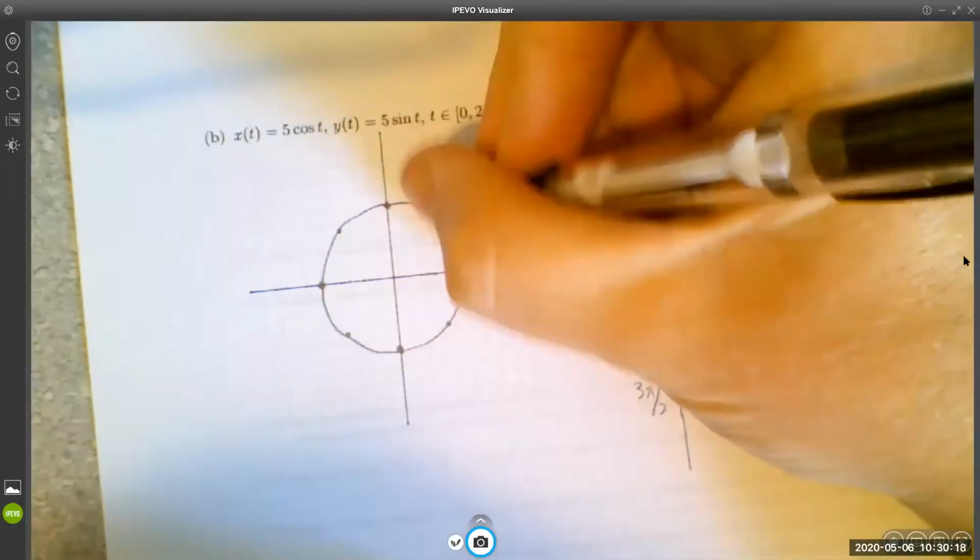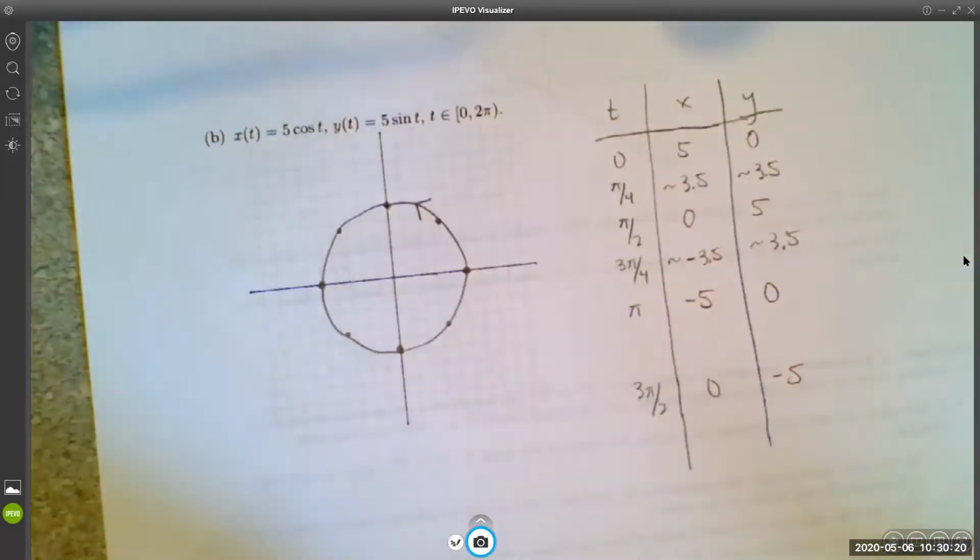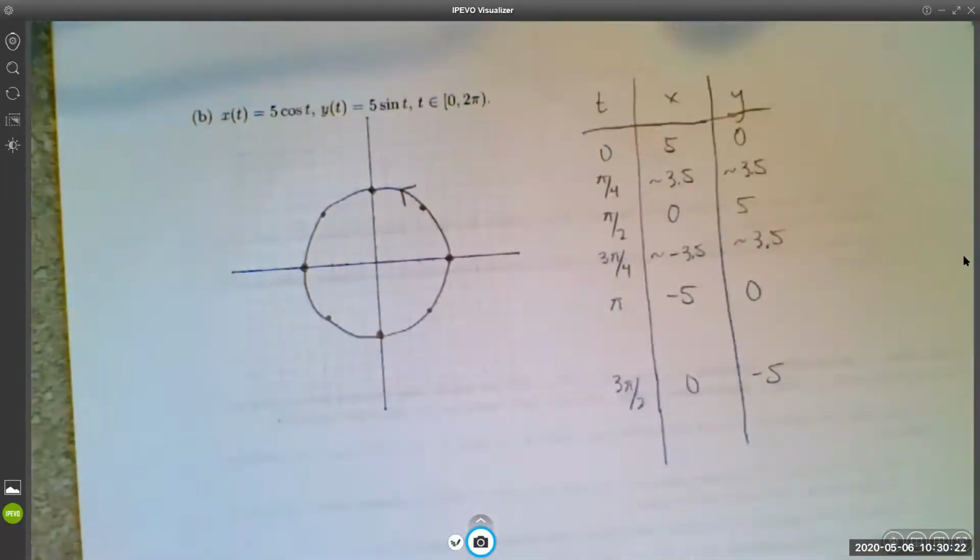And the direction of the circle is counterclockwise. Okay, so we're moving counterclockwise around this circle. And that's pretty much all there is to it, right? So that's how we graph parametric equations.